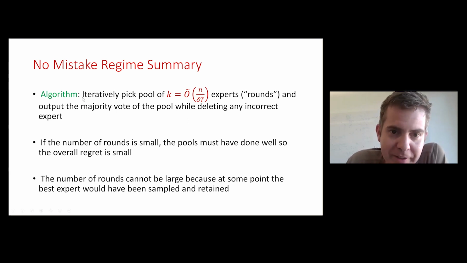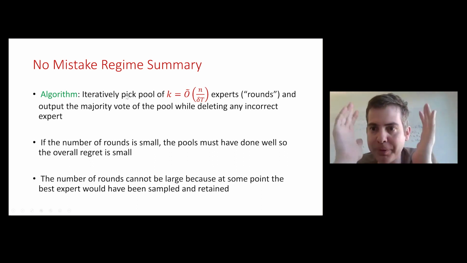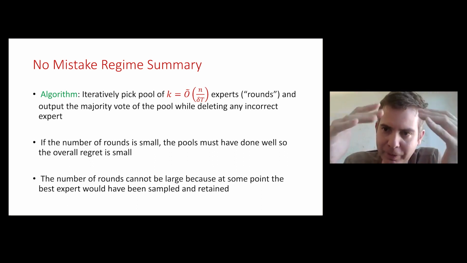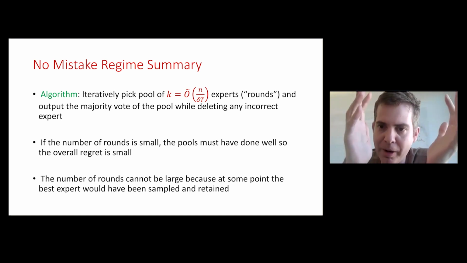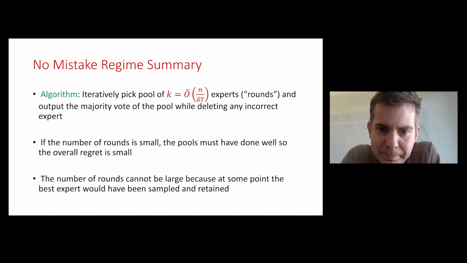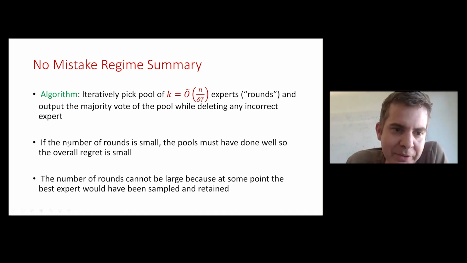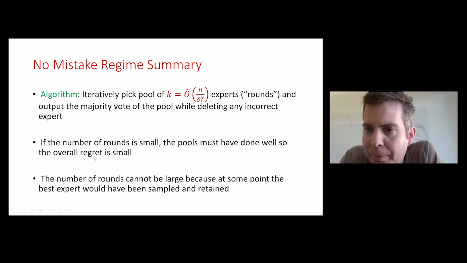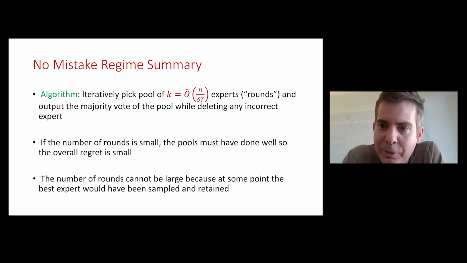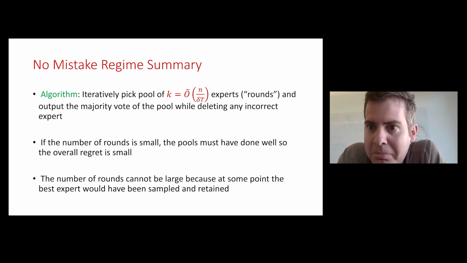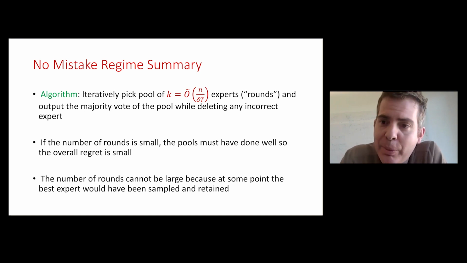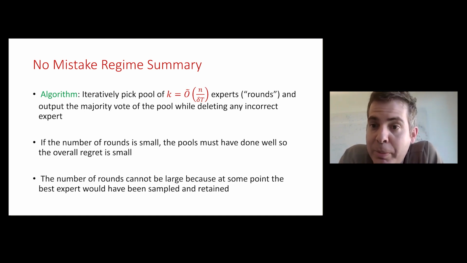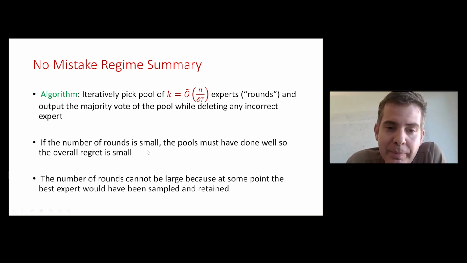This first bullet is just saying the algorithm is iteratively picking these pools. Take the first k experts, follow majority vote, deleting at least half every time the majority is wrong, moving on to the next pool, and so on. And the intuition is in the next 2 bullets. If the number of rounds is small, you might not ever get to the best expert. But who cares? Because that means if the number of pools you used was small, then you must have done well. You can only make log k mistakes on a pool. So overall, the regret is small if the number of rounds is small.